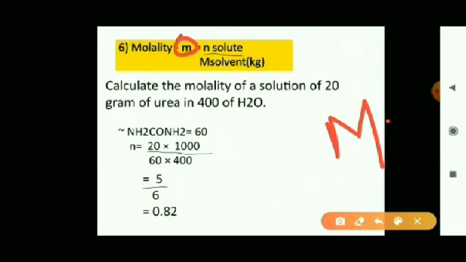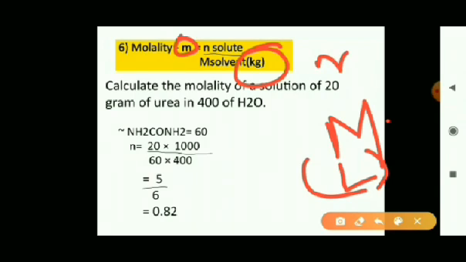Molality is defined as the number of moles of the solute per kilogram of the solvent, and it is expressed as the number of moles of solute divided by total mass of solvent in kg. In molarity, what was it? It was in liter, and in molality it is in kg.